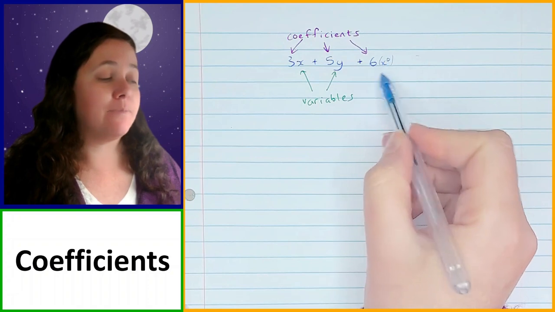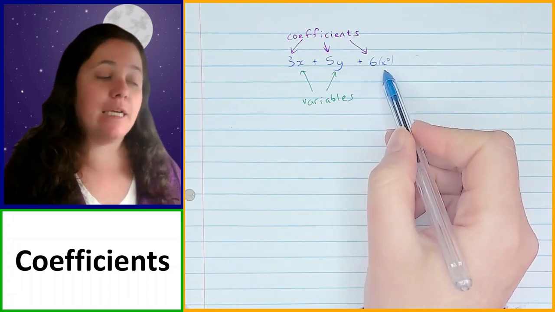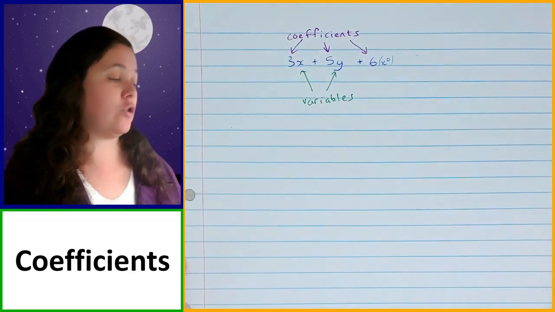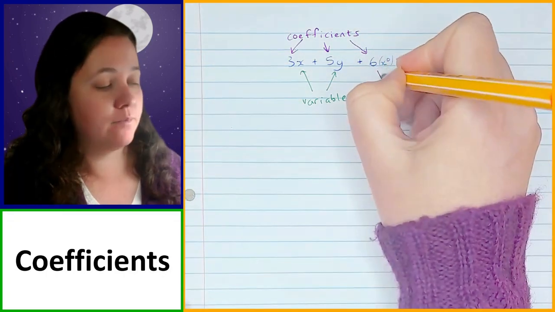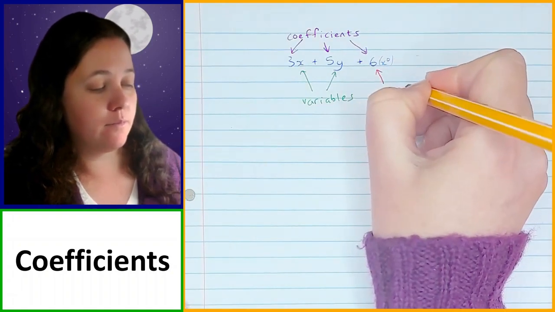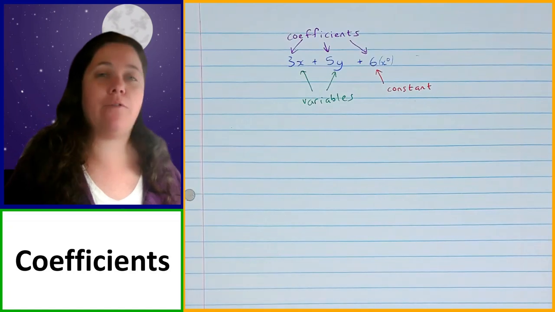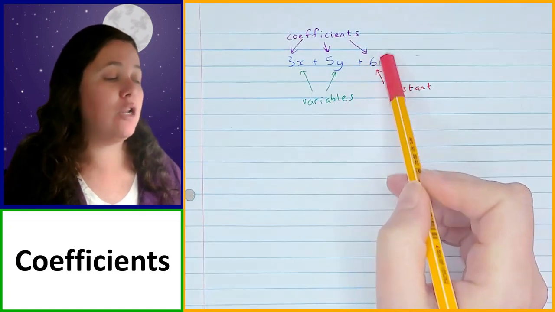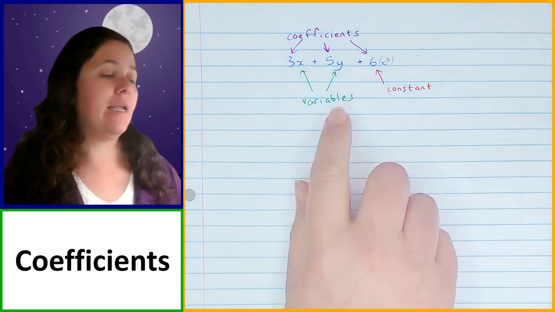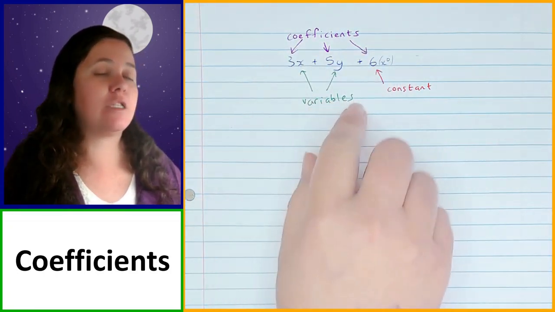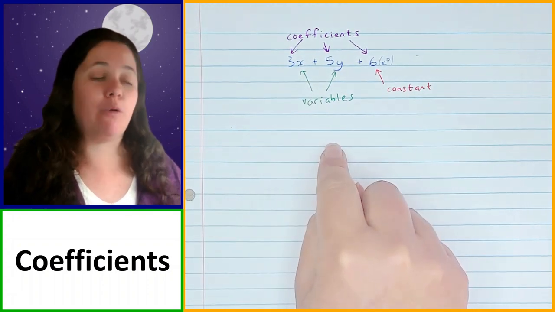So in this case, 6 is still a coefficient, even though it doesn't have a variable attached, but it's a special coefficient called a constant. It's called a constant because it doesn't have any variable attached, so the value of this term is always going to remain the same. Okay, so that is just a little bit of the terminology we're going to be using while we're working with polynomials.